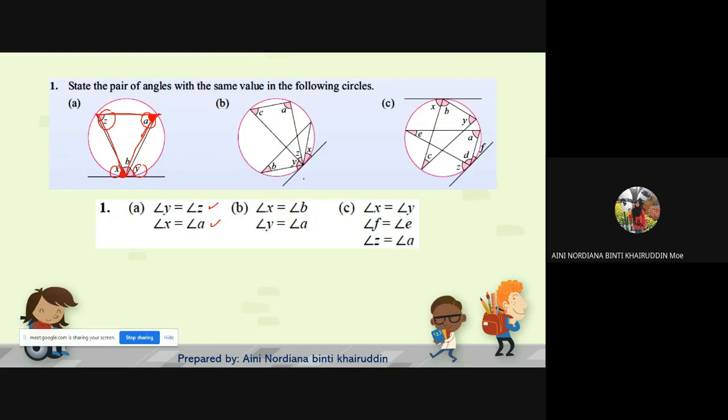For B, angle X, this is angle X. Then look at the chord. This is the chord. And then look at the circumference. So X equals to B.